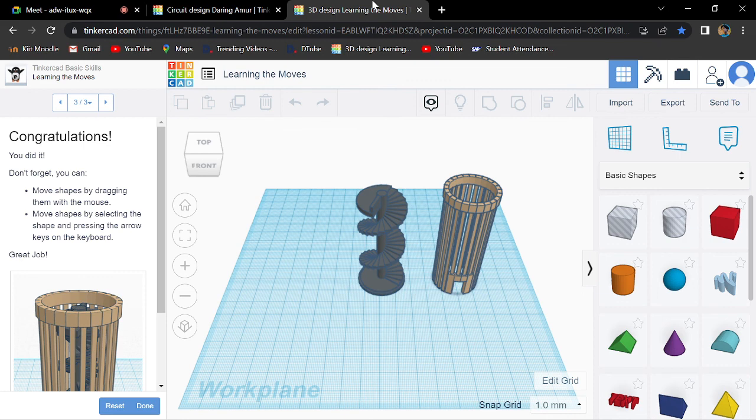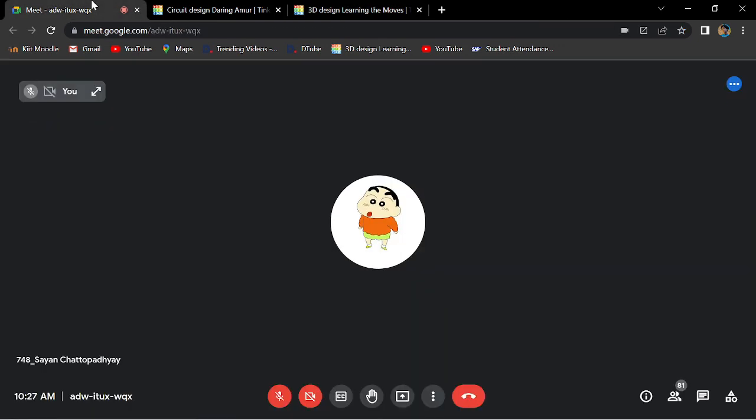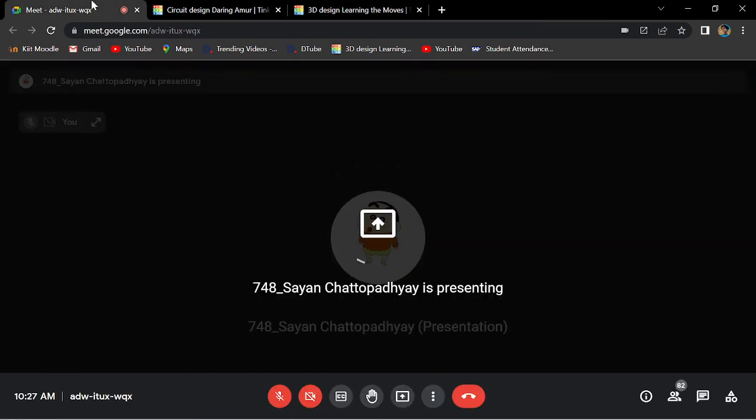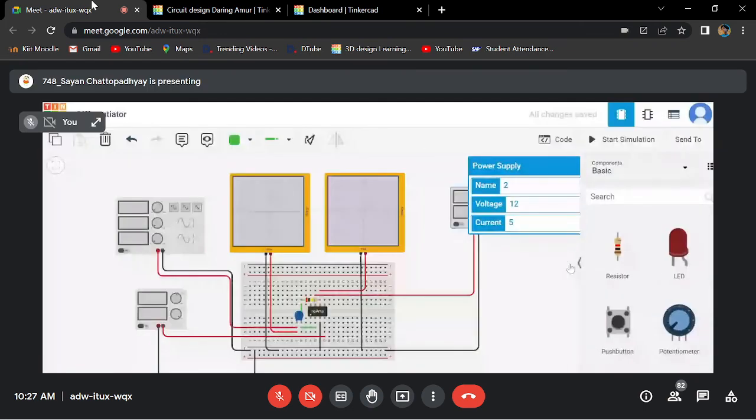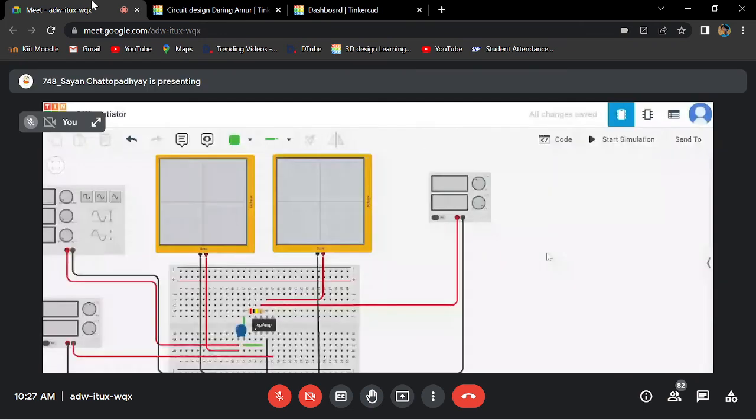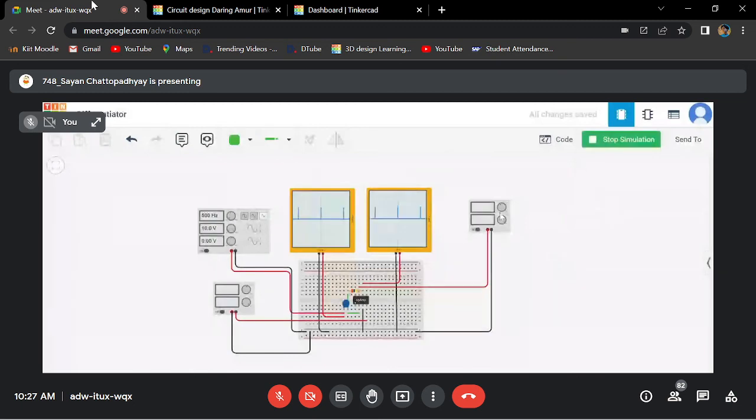Sir. Yes. Sir, I have done the differentiator circuit, but actually the power supply is not showing anything. Share your screen. Yes, sir, sharing. Sir, is it visible? Yes. The power supply is not showing anything, sir. Yes, sir, the same is happening with me in the differentiator.